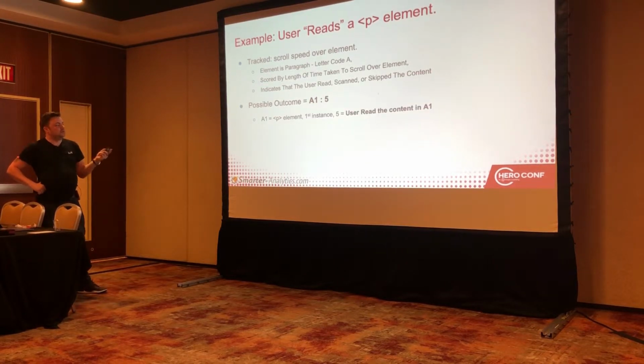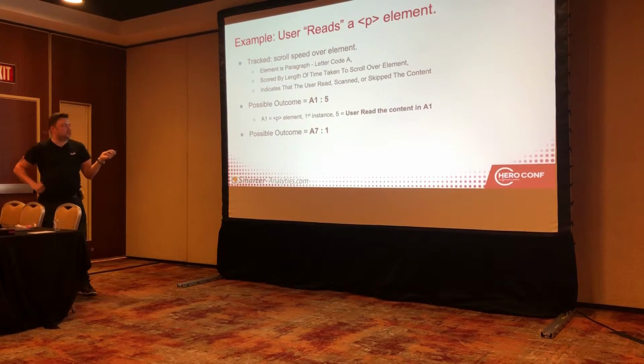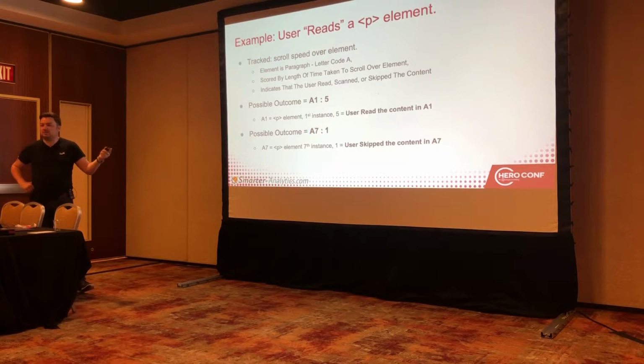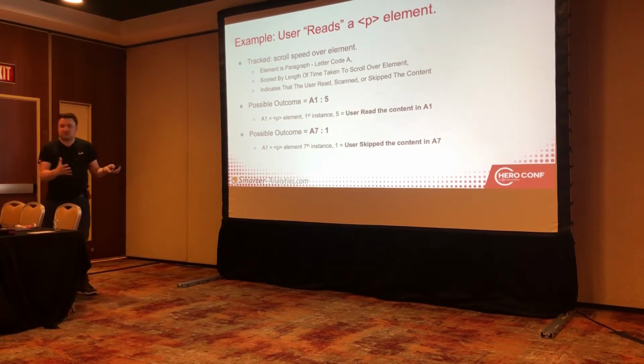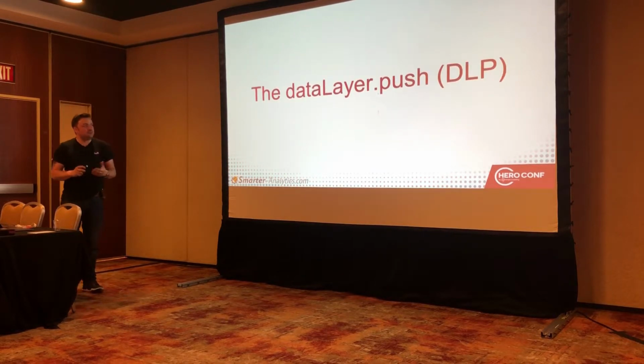A1 equals a P element, the first instance of a P element, and 5 is that the user read the content in A1. Another possible outcome could be A7-1. A7 being a P element, the 7th instance on the page, and then 1, the user skipped the content by the time they got that far down the page. We can use that data in a number of different ways. Was it the paragraph they didn't like, or were they getting bored of the page when they got halfway down? Who knows? So the way that we do this is we use the data layer. Everyone's familiar with the data layer?